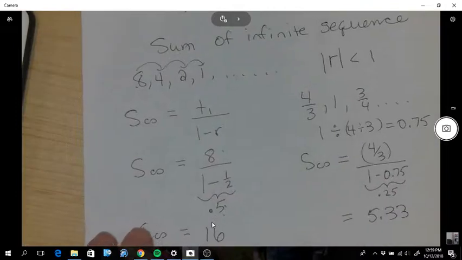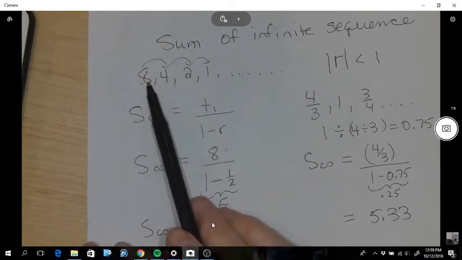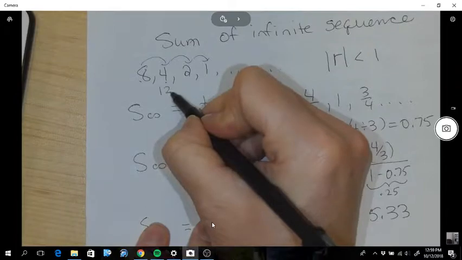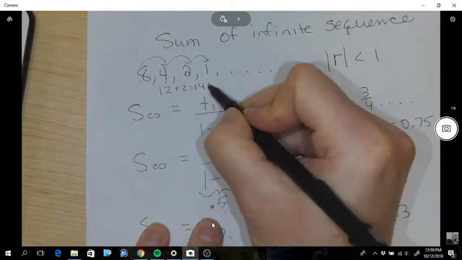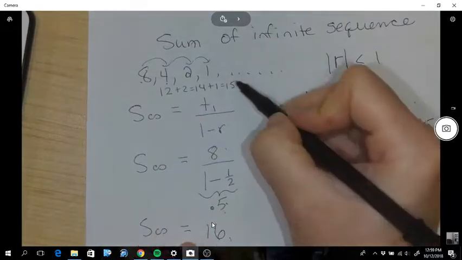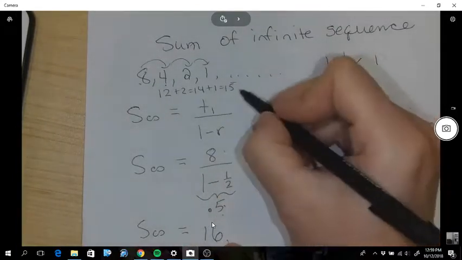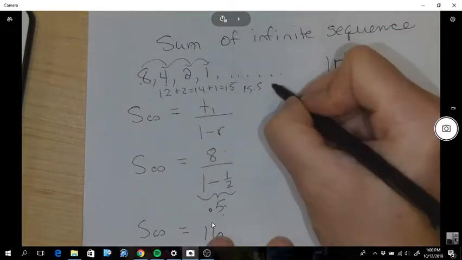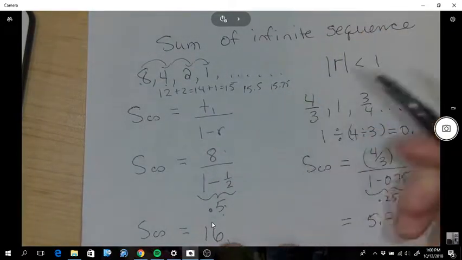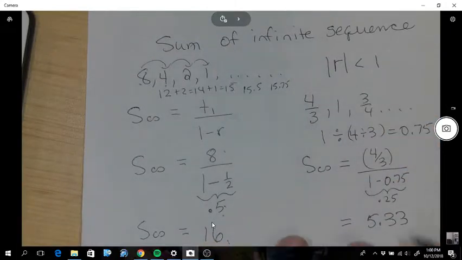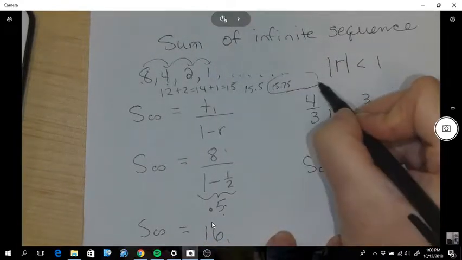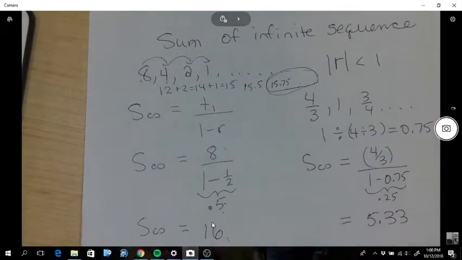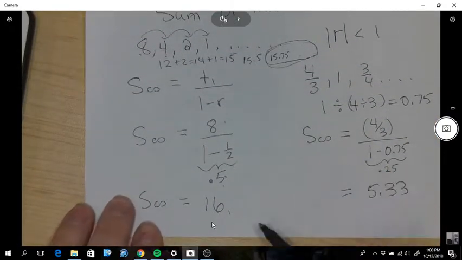Okay? Just checking here, let's look at this. 8 plus 4 is 12, plus 2 is 14, plus 1 is 15. Now the next number is going to be a half, which adds up to 15.5, and then the next number would be a quarter, so that's 15.75, then an eighth, and then a 16th. So can you see that eventually the numbers we're adding are so small, it's going to fizzle out and eventually cap off at around 16 as the sum of the entire sequence. That's what's happening there.